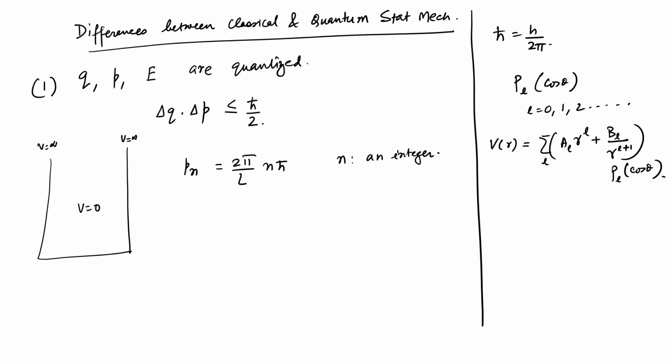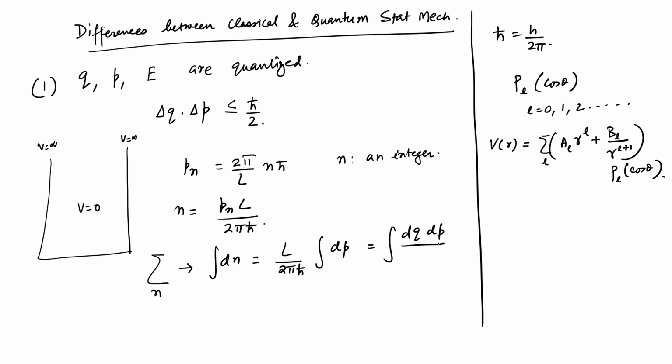We actually have lost the positional degree of freedom, but it does not matter to us, because this n can be found out as p_n L divided by 2 pi h cross, and there is no information about q. But when you do this sum over all the states, you can do an integral over this n, and this is nothing but L by 2 pi h cross dp, which is equal to dq dp by h. This is just a simple example for particle in a box, where even if you do not see the positional degree of freedom, it is actually there, and this L takes into account the positional uncertainty.